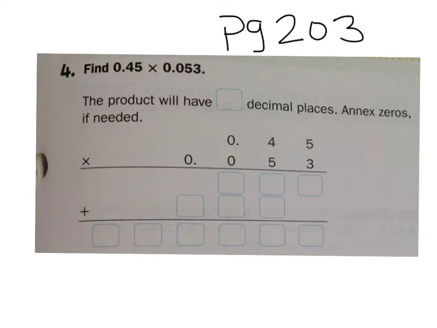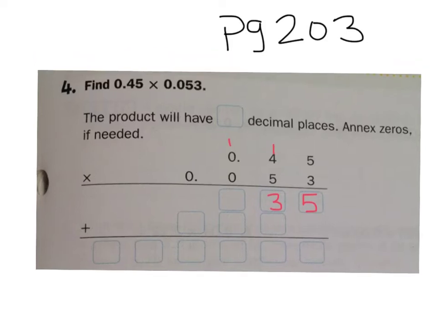3 times 5 is 15. Write down your 5, carry your 1. 4 times 3 is 12, plus your 1 is 13. Write down the 3, carry the 1. 3 times 0 is 0, plus 1 is 1. Stop.